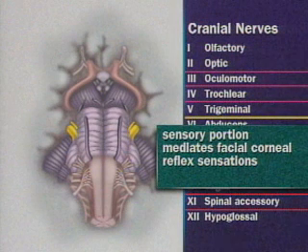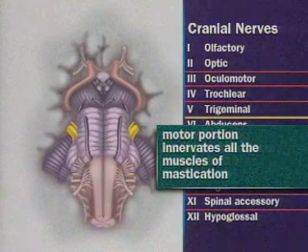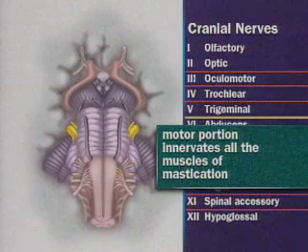The sensory portion of cranial nerve 5, the trigeminal nerve, mediates facial sensation and the sensory part of the corneal reflex. The motor portion of the nerve innervates all the muscles of mastication. To test the nerve's motor function, ask the patient to clench and then relax his jaw while you palpate the temporal muscles and then the masseter muscles. Relax. Note the strength of muscle contraction.